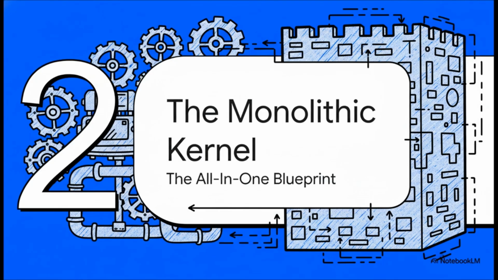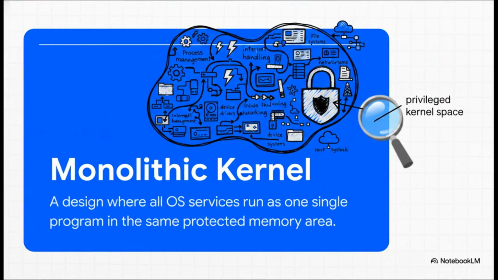Okay, so we know what the kernel does, but how do you actually build one to handle all these jobs? Well, that brings us to our tale of two kernels. And first up is the classic, the all-in-one approach, the monolithic kernel. A monolithic kernel is, well, it's pretty much exactly what it sounds like. It is one single, massive program. Everything. Process management, the device drivers, the file systems, the networking code, it all runs together in that same privileged kernel space, all sharing the same memory. It's one big, happy, and very powerful family.